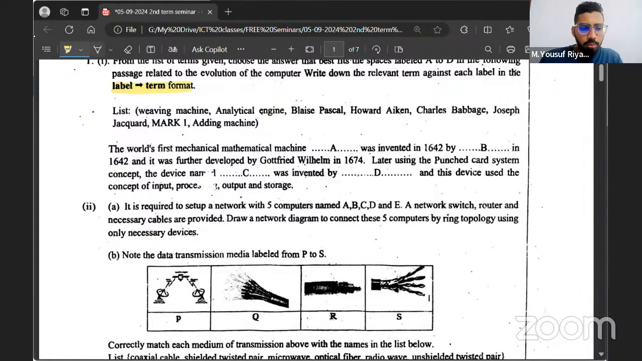Now they are here mentioning to keep the label dash term format. So you can see here, there's a paragraph given here. In this paragraph, there are certain labels. You can see labels, the letters A, B, C, D.